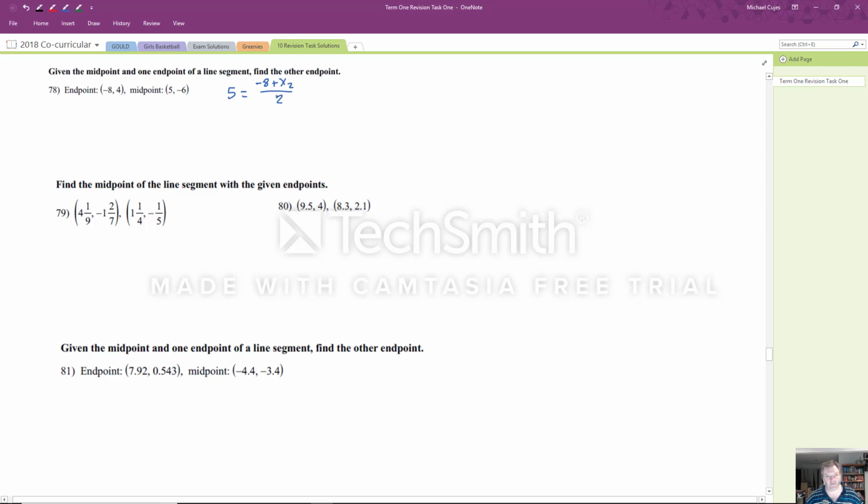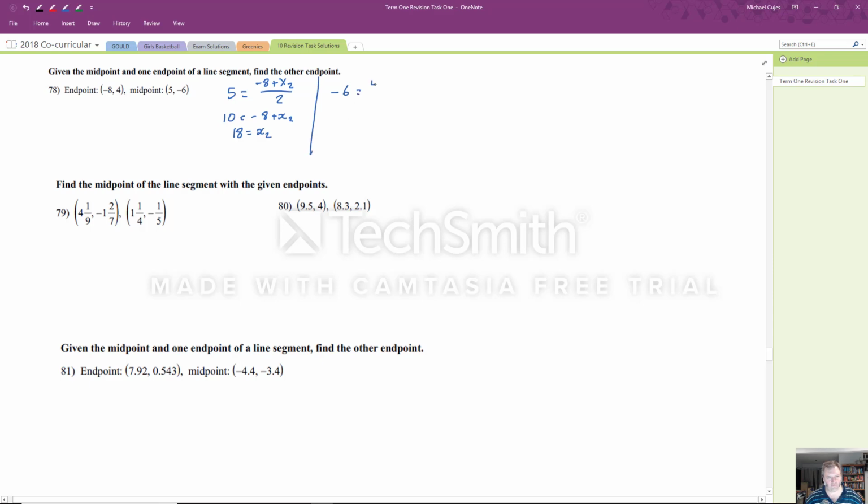And now we just rearrange to find x2, so I multiply by 2. I've got 10 equals negative 8 plus x2. Adding 8 to each side, I've got 18 equals x2. Doing the same for the second y-coordinate. So the midpoint is negative 6.